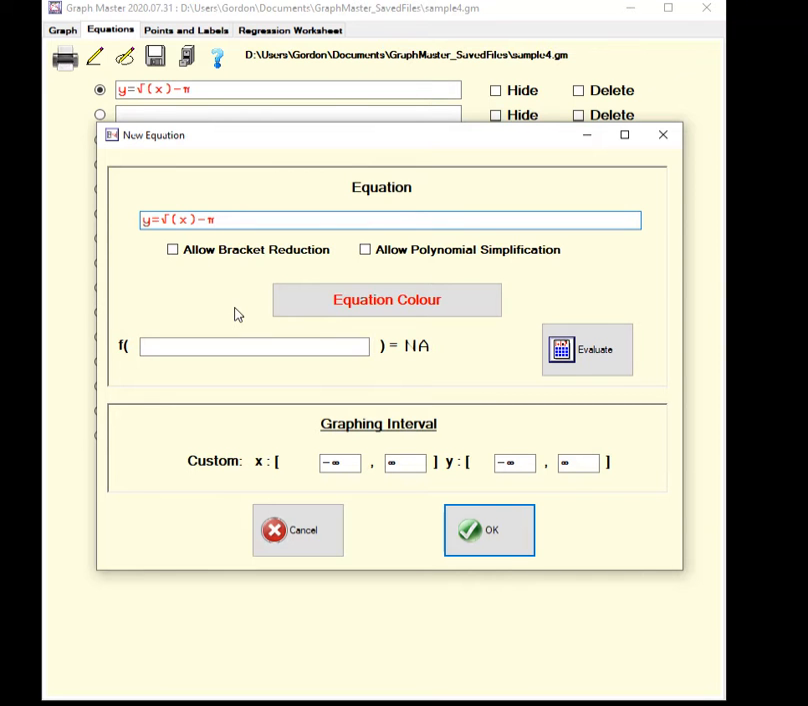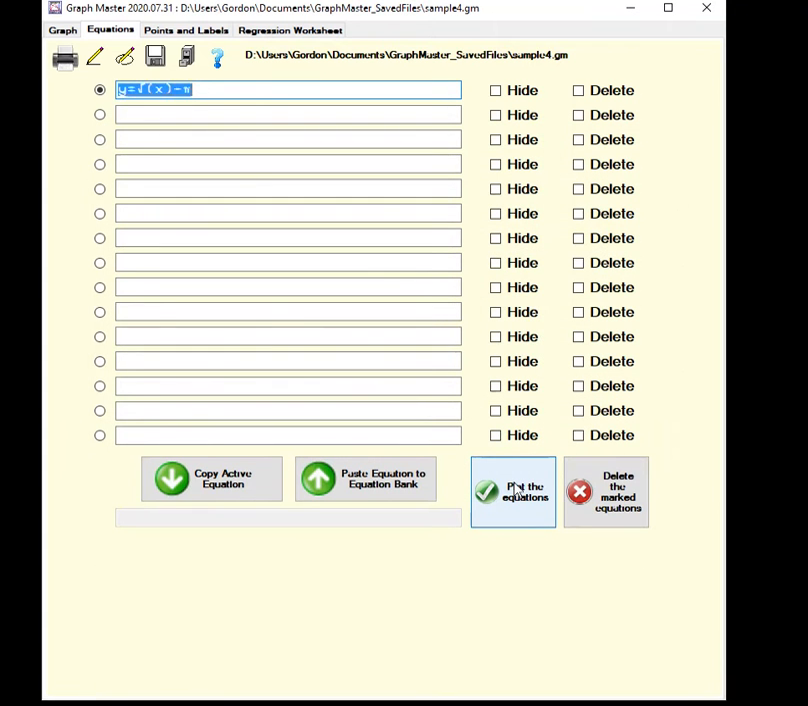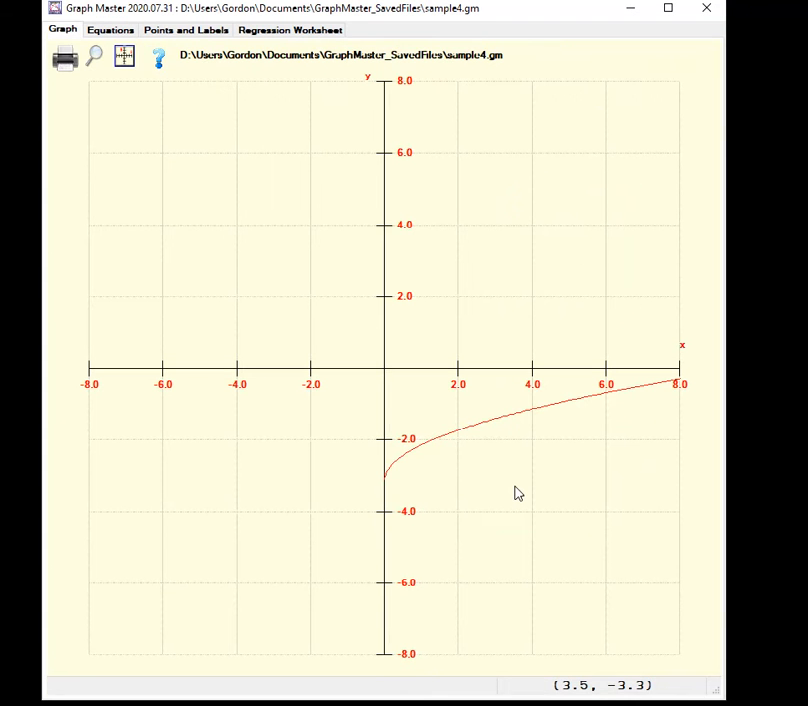Notice there's no negative values for x are possible because we can't find the square root of any negative value, which is why when we plot the graph, you can see that it's in the lower right-hand quadrant.